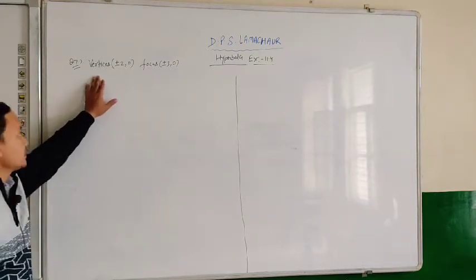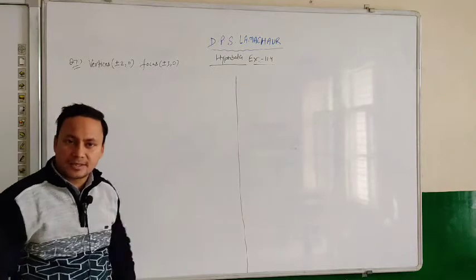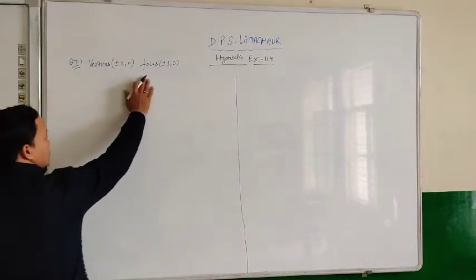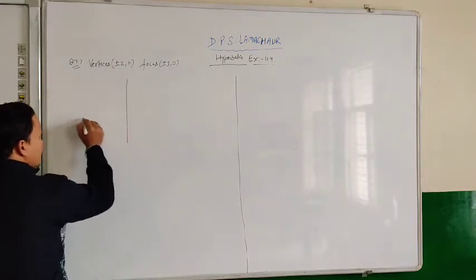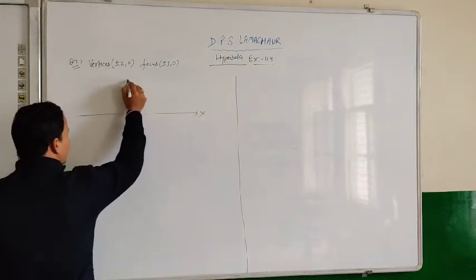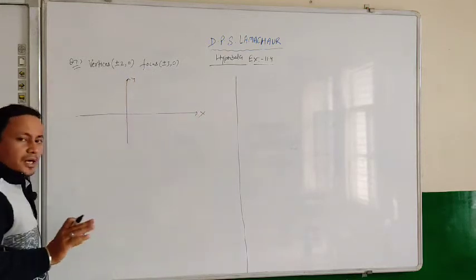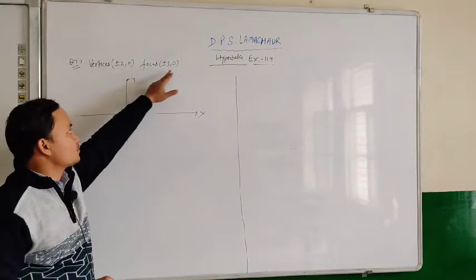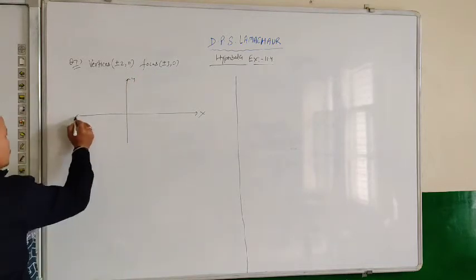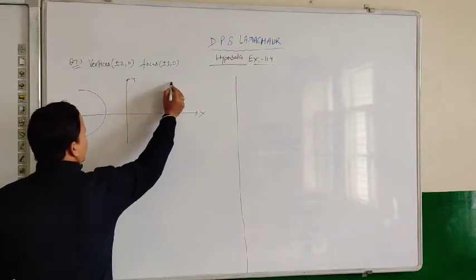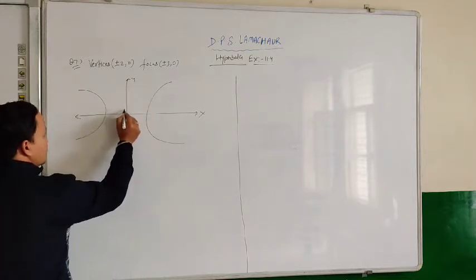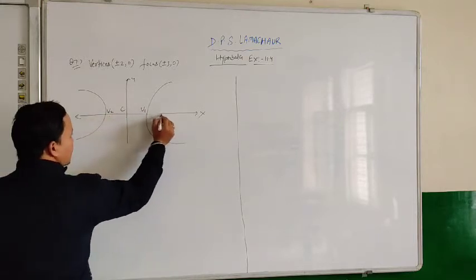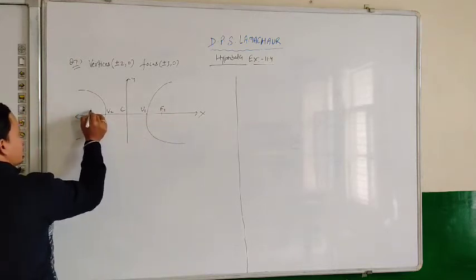See students, here the vertices and focus both are lying on the x axis because the y coordinate has been given as 0. So it is clear from this information that the hyperbola is symmetric about the x axis. The diagram of hyperbola is like this. This will be the center. This is the vertex V1 and this is the second vertex V2. There will be a focus F1 and a focus F2.